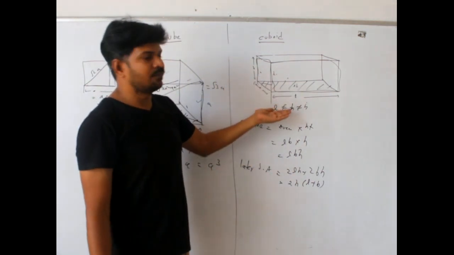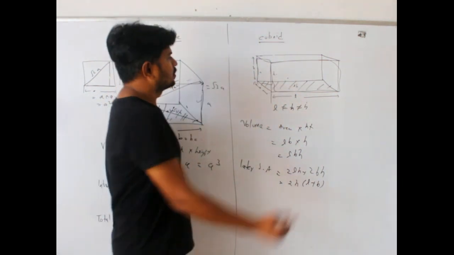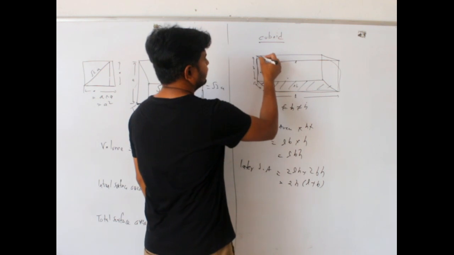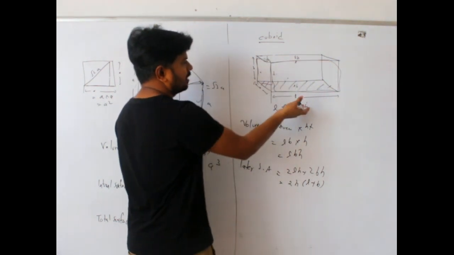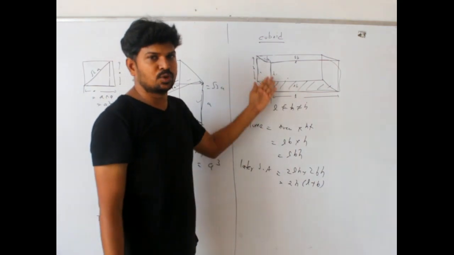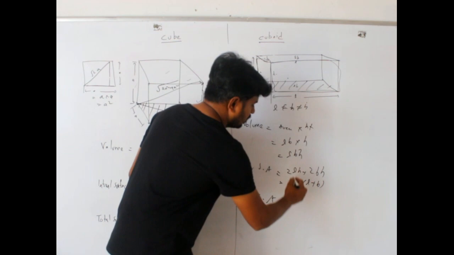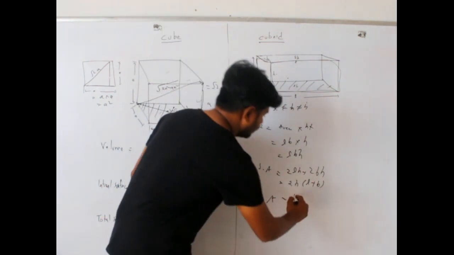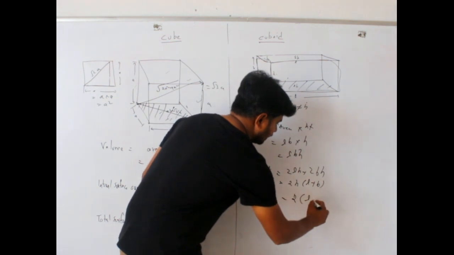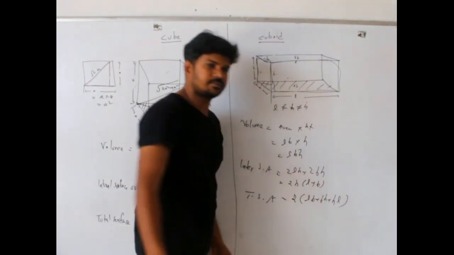Next, in order to find the total surface area, you have to include the top and bottom surface area. So here the top is nothing but this is length L, this is length B. So this area is nothing but L into B. So for the bottom you have one more like this. So it becomes 2LB. So if you add, the total surface area is equal to the lateral surface area plus top and bottom, it becomes 2 into (LB plus BH plus HL).